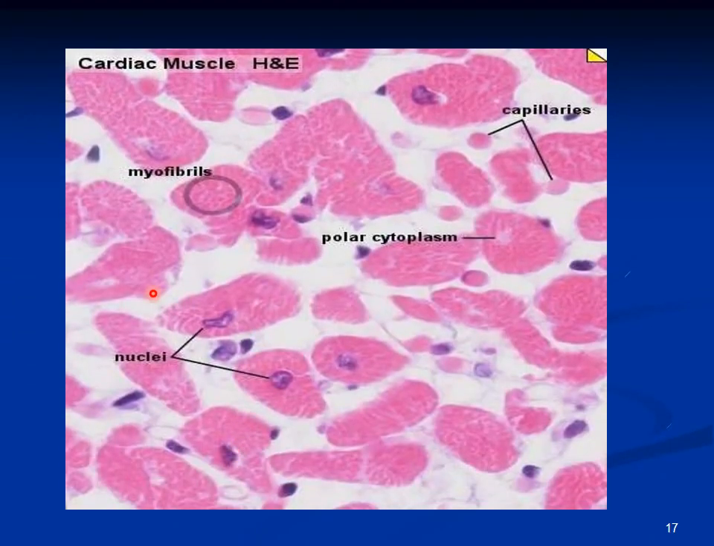Again, this is the cross section of cardiac muscle. We see these are the myofibrils. This is the cytoplasm. This purple one is the centrally located nucleus. We can see the dark purple dot. This is the nucleolus present in the nucleus. And between these cells we have the connective tissue. This is the loose connective tissue. These red ones are the capillaries.